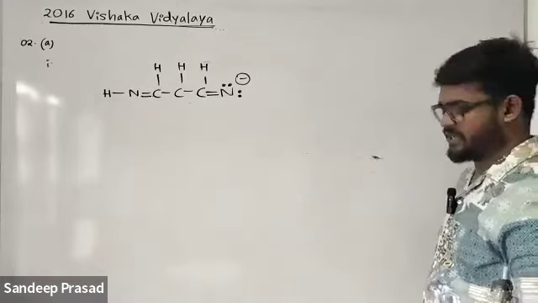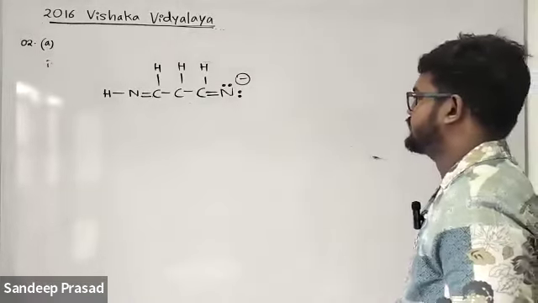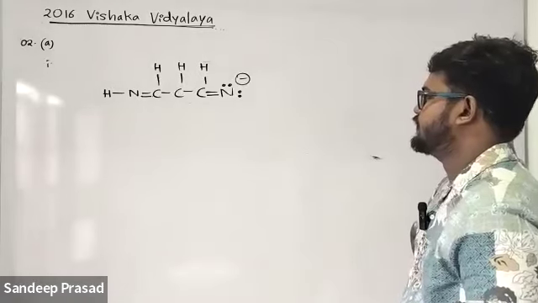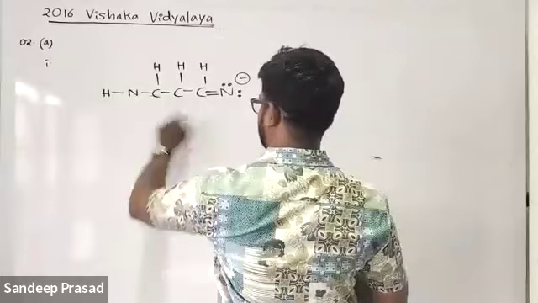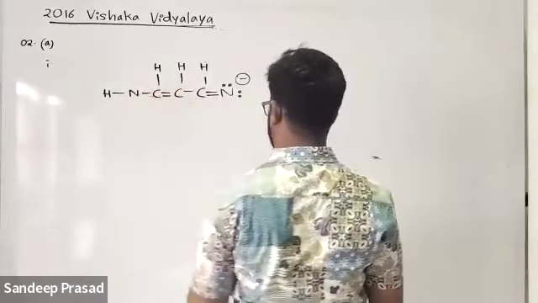How can we draw the most acceptable Lewis structure for this one? Negatively charged, and I put a double bond here.